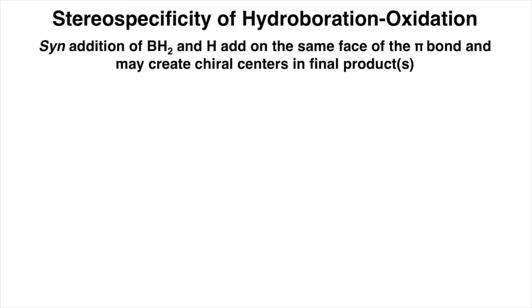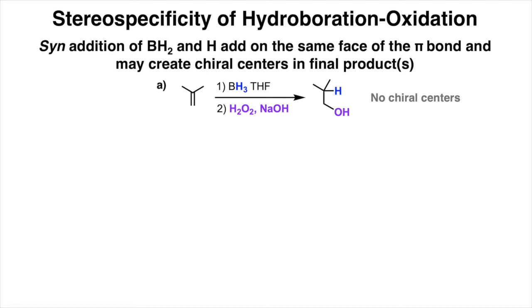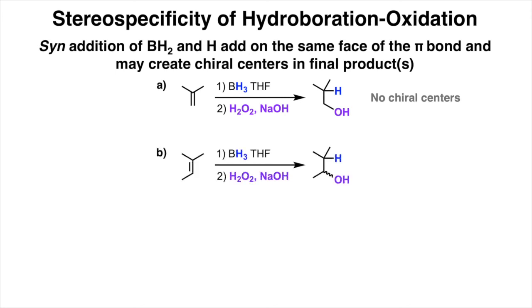So recall that in the first step of the reaction, the BH2 group and the H are added onto the same face of the pi bond, which is called syn addition. In the first reaction that we discussed, no chiral centers were formed in the final product, since each of the carbon centers didn't have 4 different substituents around them. However, imagine if we added an additional methyl group to the bottom of the alkene. This would mean that one chiral center would be formed as signified by the squiggle line drawn onto the hydroxyl group. Therefore, both enantiomers in this case would be formed.